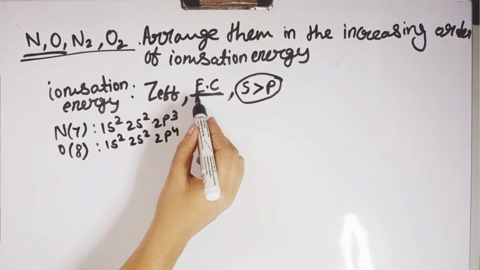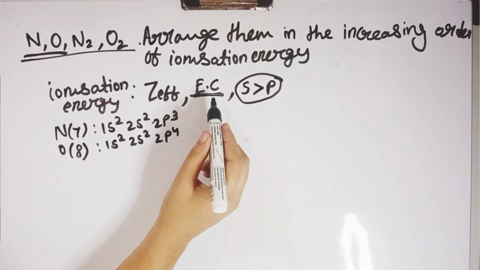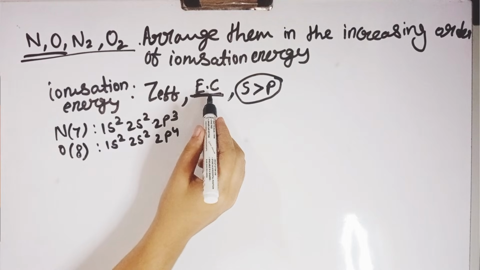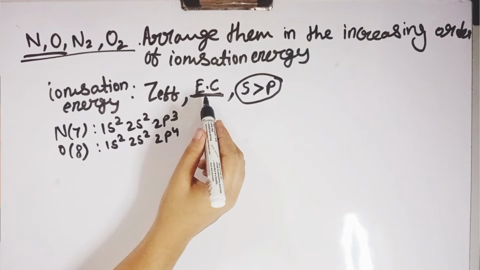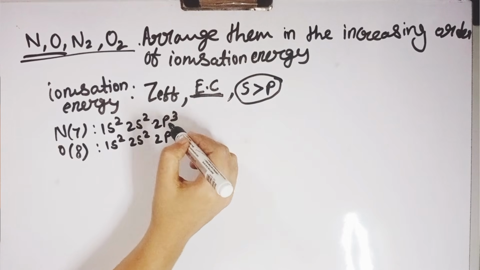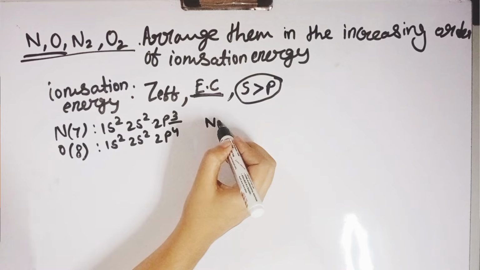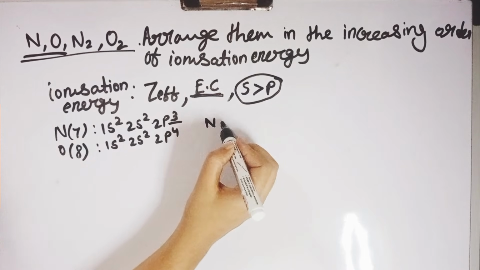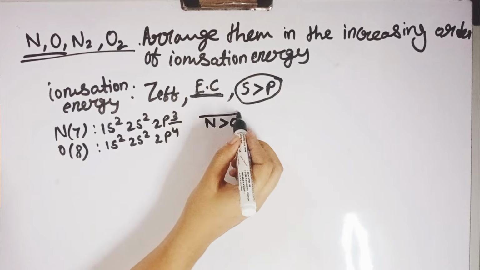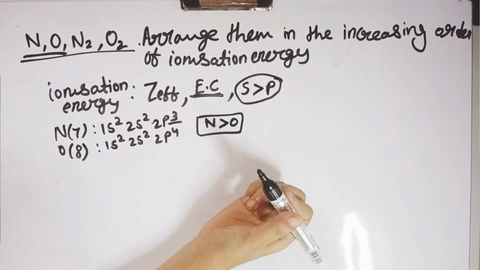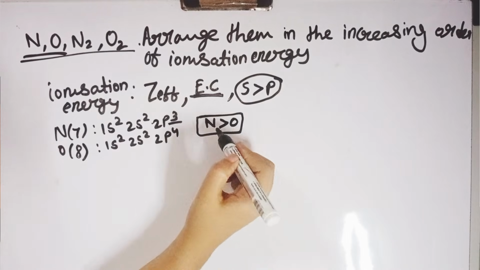Okay, so now look at this second factor. We have discussed that electronic configuration is the factor which affects ionization energy, which means half-filled and full-filled configurations are more stable. You can see that here. This is a p3, which means half-filled for p. Therefore, nitrogen has a lot more stable electronic configuration compared to oxygen, which means that nitrogen is going to have higher ionization energy compared to oxygen. Okay, so this thing is done.